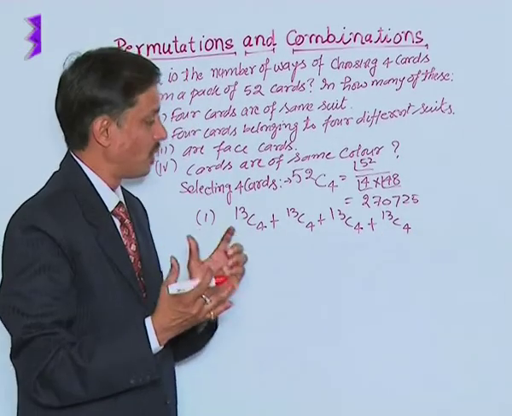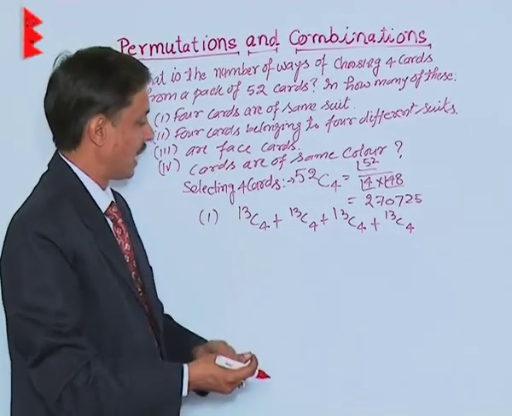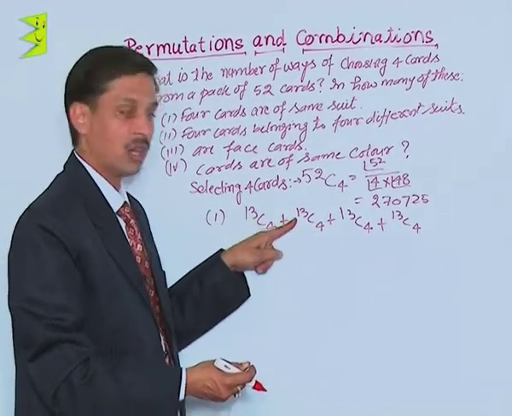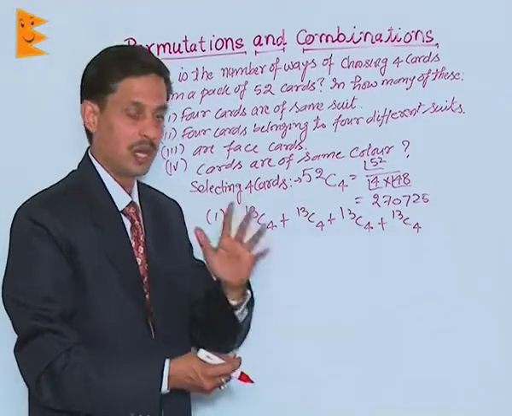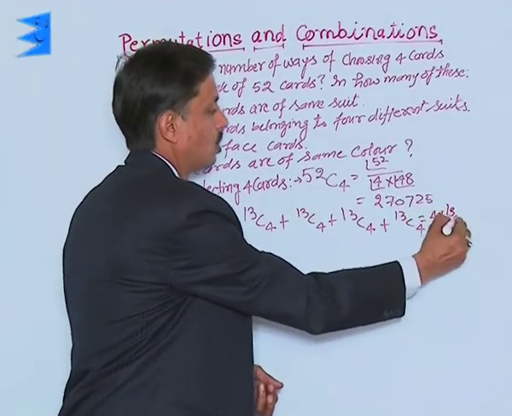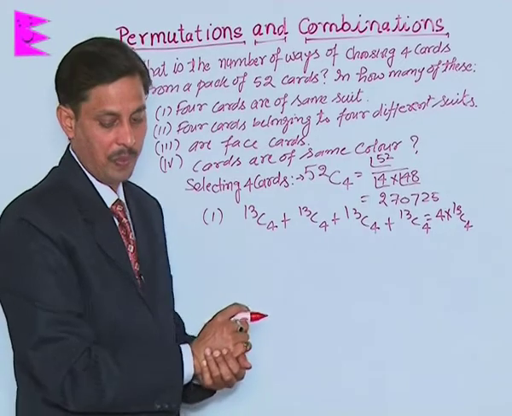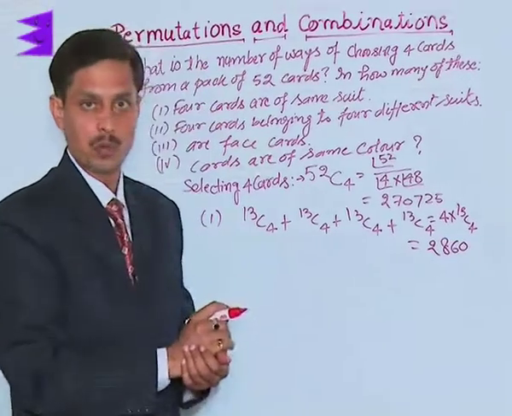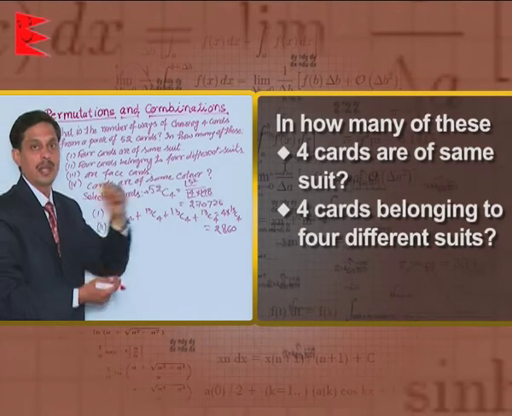So as in the problem we are finding, this is a matter of selection, not of arrangement. We may select 4 cards out of 13 of the club, 4 out of 13 of spade, 4 out of 13 of heart, and 4 out of 13 of diamond. So this can also be written as 4 into 13C4, and after simplification the answer of this part will be 2860.